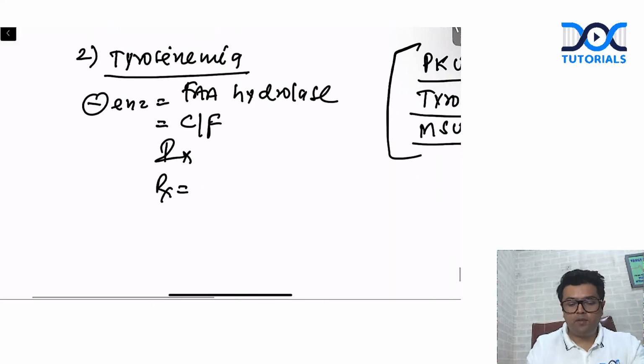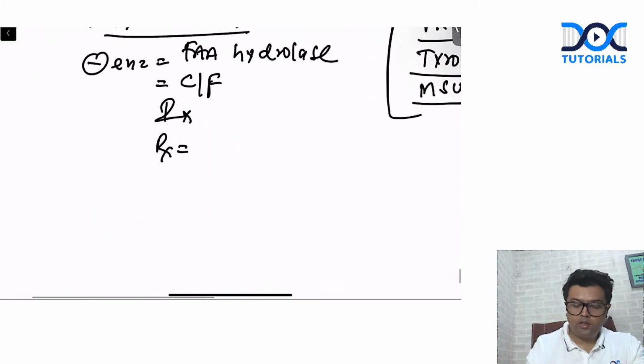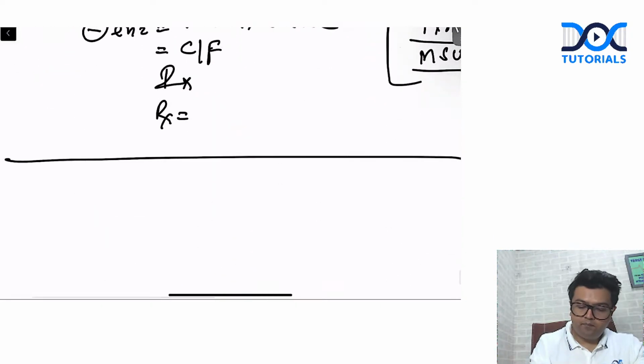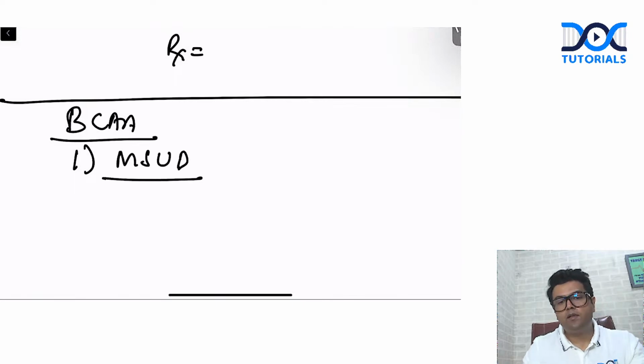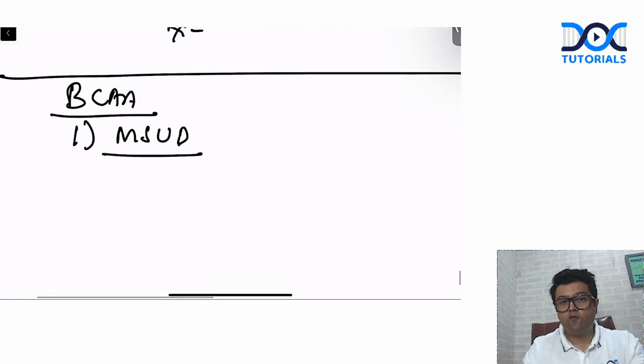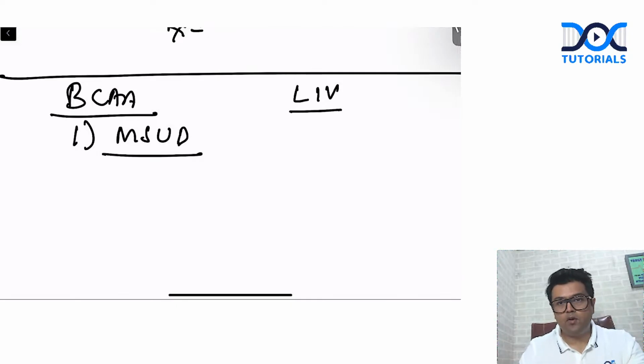So this is tyrosinemia that you have to read, alkaptonuria. Then there are the branched chain amino acids, right? What you have to remember? You have to remember two diseases again, maple syrup urine disease, right? So maple syrup urine disease is the disorder of branched chain amino acids, leucine, isoleucine, and valine. Okay, so these three amino acids.